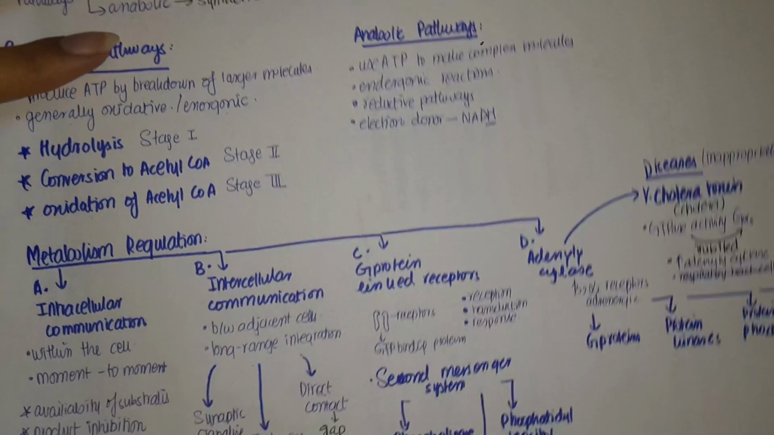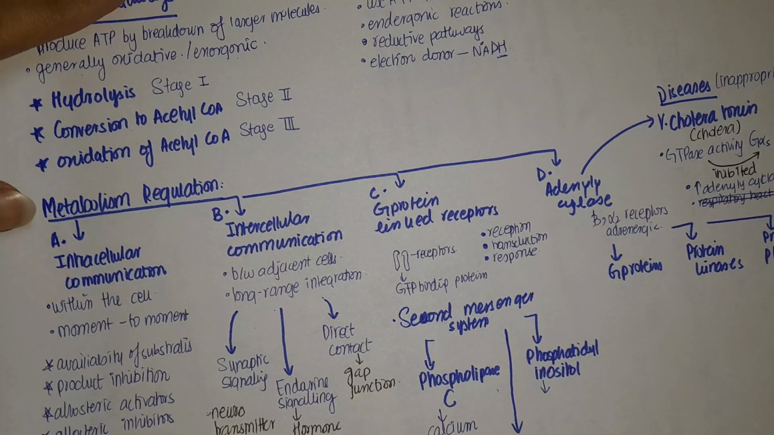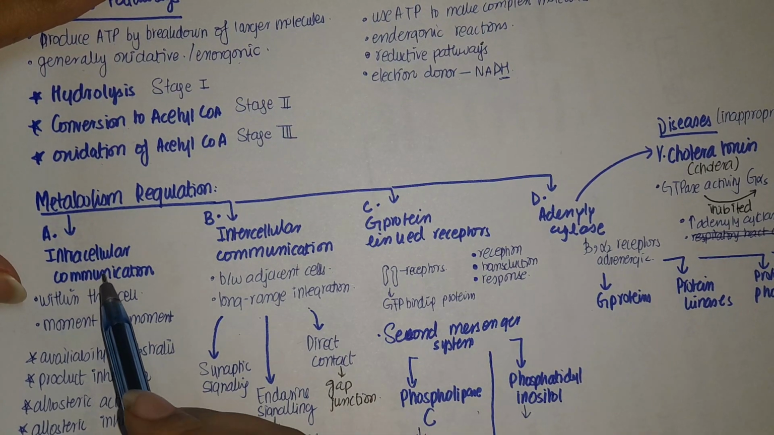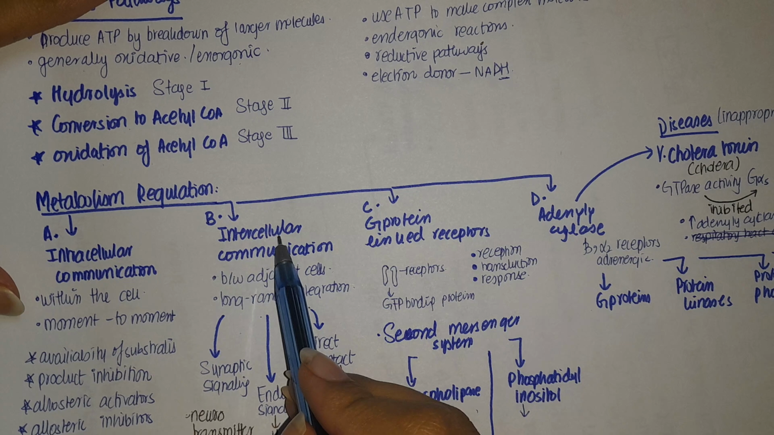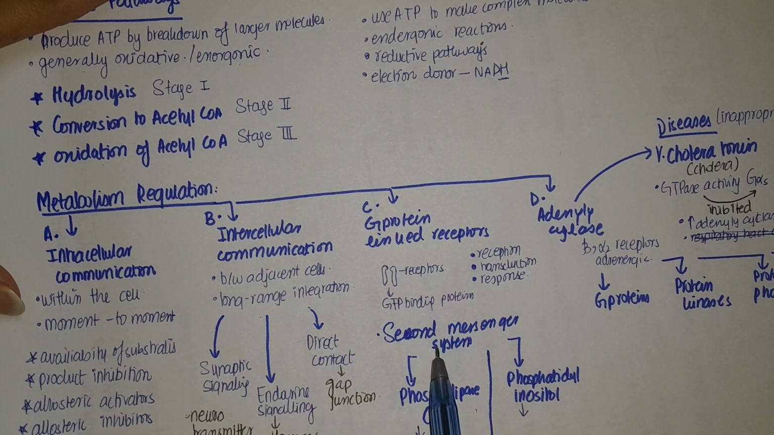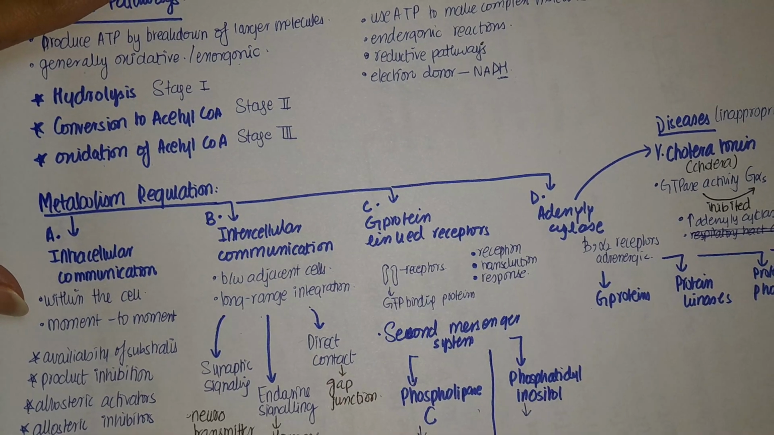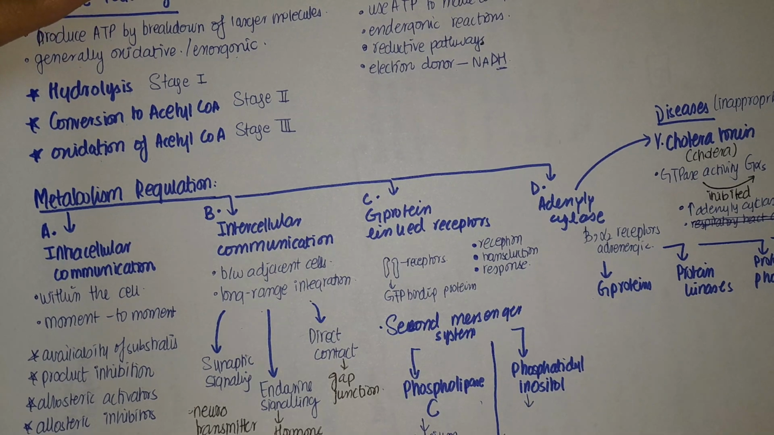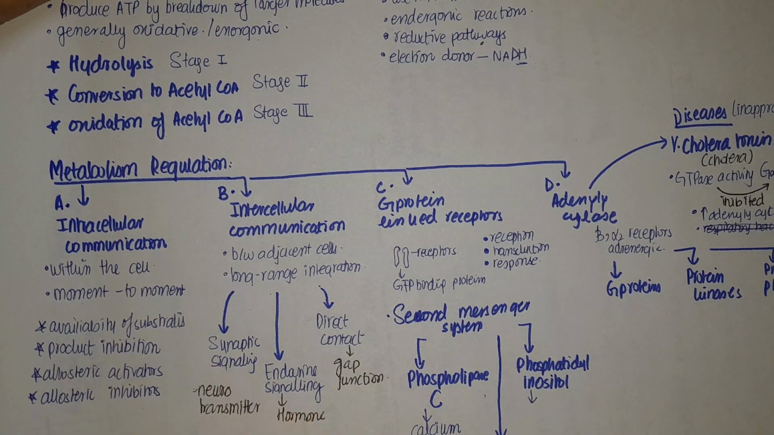Now we will discuss the regulation of metabolism. It is a very important topic, and there are four mechanisms by which we can regulate metabolism. It can be regulated by intracellular communication, by intercellular communication, by G protein linked receptors, the second messenger pathway, or by adenylyl cyclase. So first is intracellular communication, or the communication that is occurring within the cell. It is for moment to moment regulation.